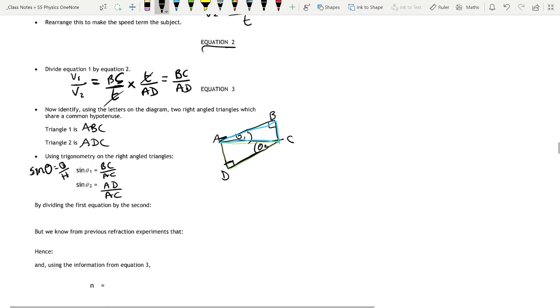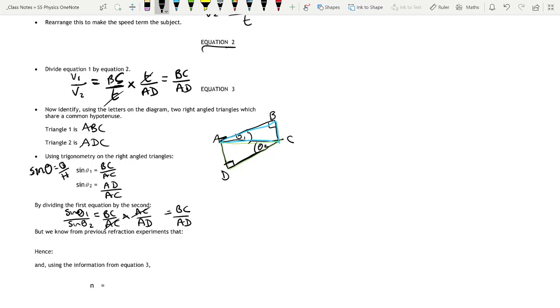And then it asks us to divide the first equation by the second equation. So sine theta 1 over sine theta 2. Oh, it's looking a little bit familiar now, isn't it? Sine theta 1 over sine theta 2 is BC over AC divided by AD over AC. So again, we can times it by the flipped version of it, so get rid of the ACs. So it's BC over AD.